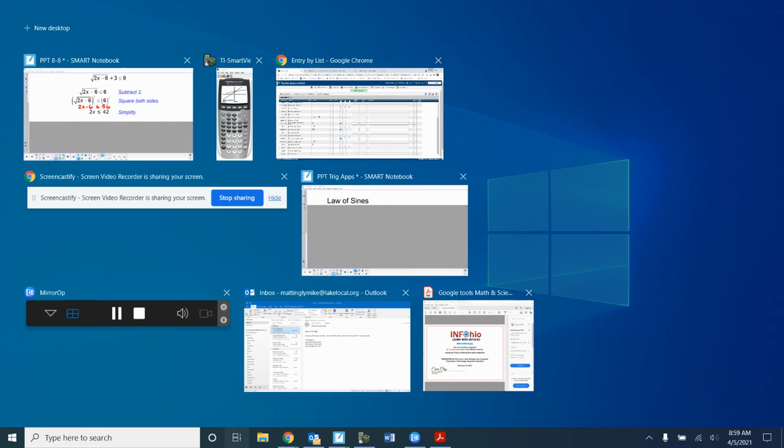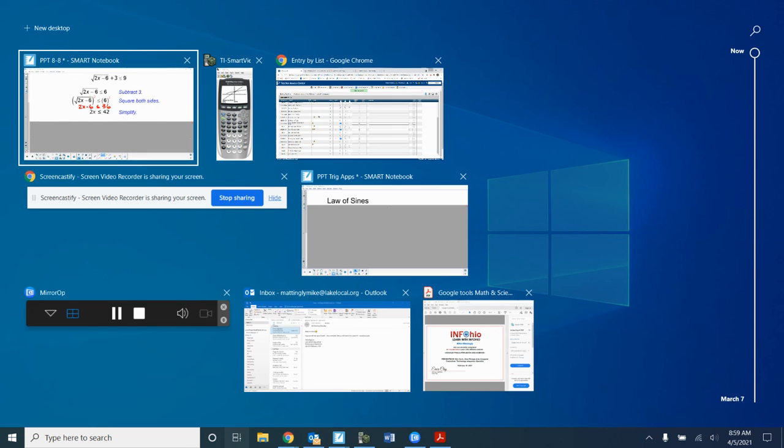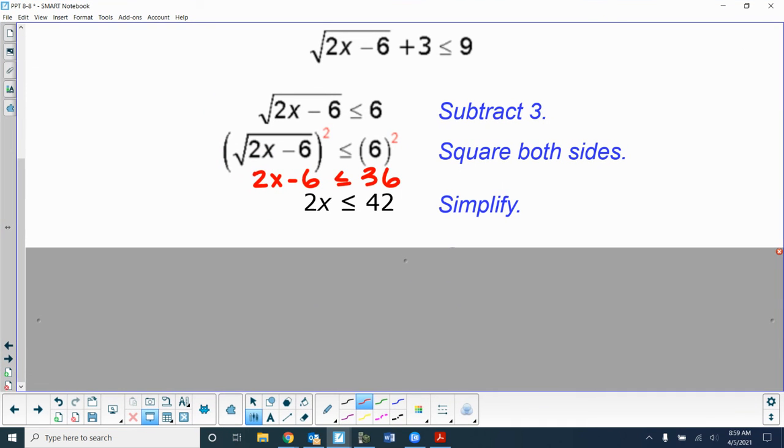So we added 6 to both sides. Why does that keep happening? My sleeve keeps going out.